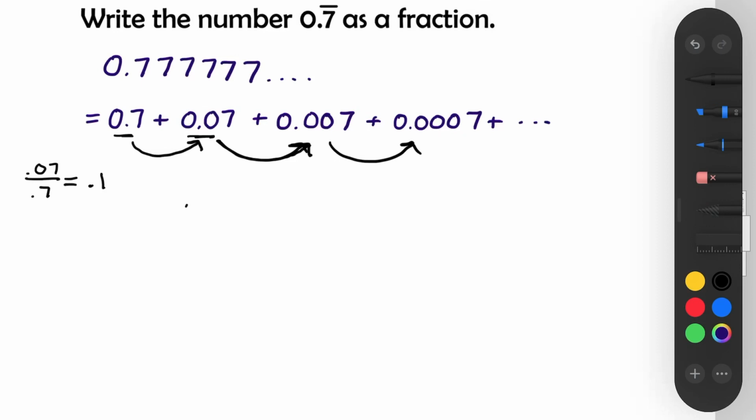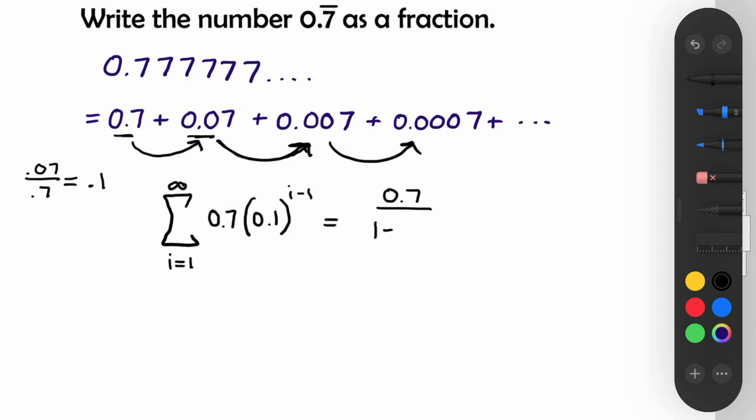And so maybe we can try to write this as the sum from the very first term to infinity. And what do we have? We've got our first term, 0.7. Our common ratio is that 0.1 to the i minus 1. Can you see how this is just a geometric sequence? So I'm just going to hit that formula that we learned. The formula goes, we're going to take the first term divided by 1 minus the common ratio.